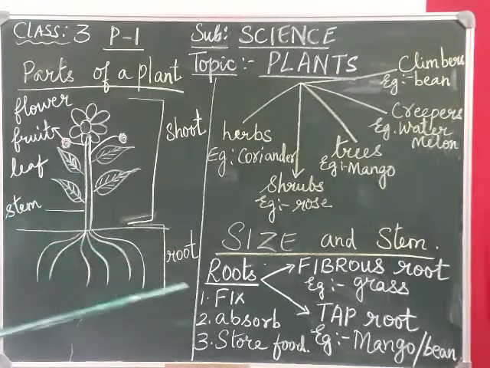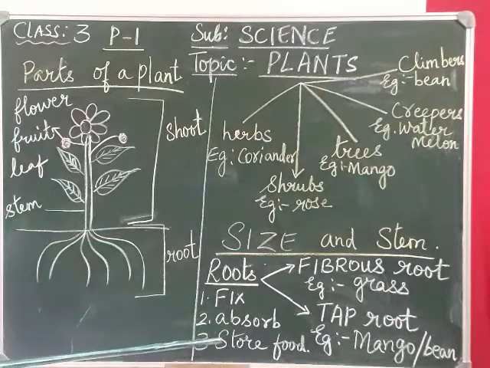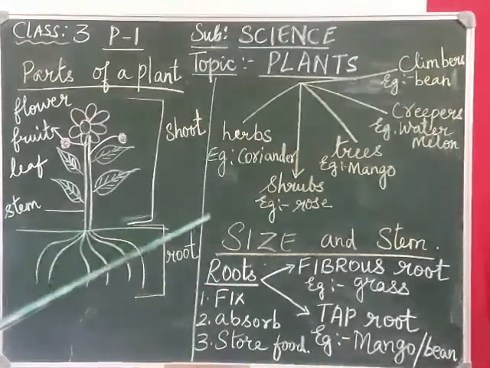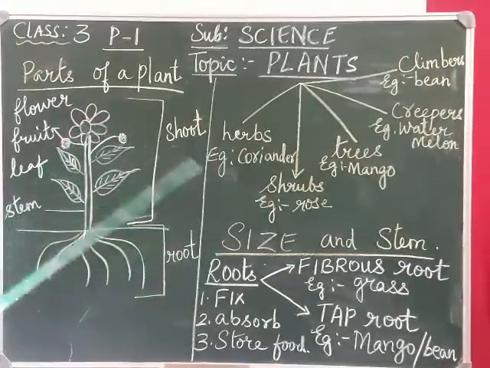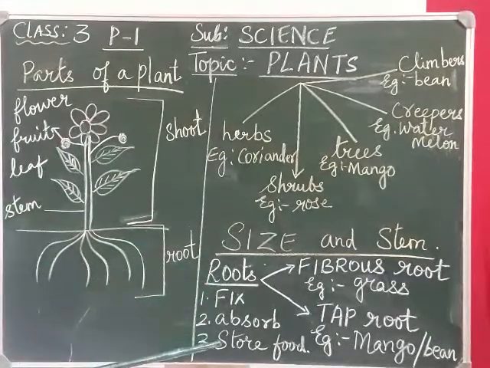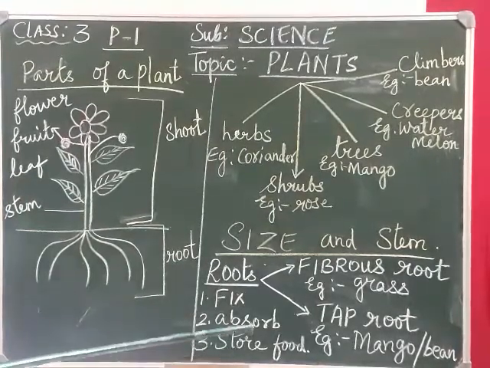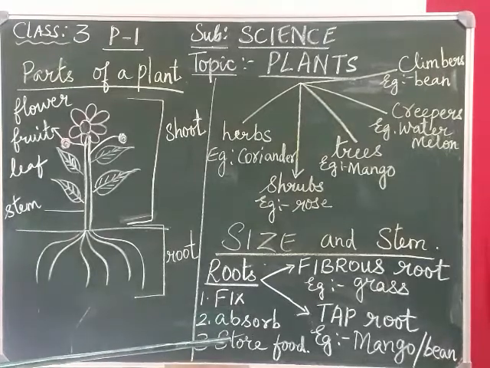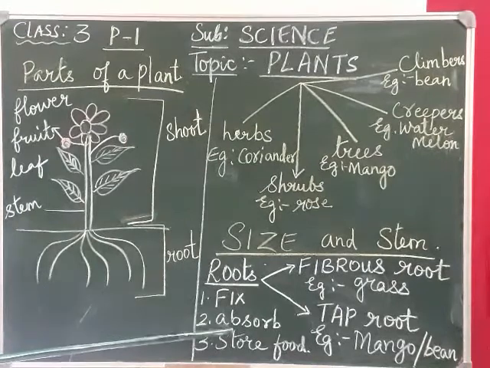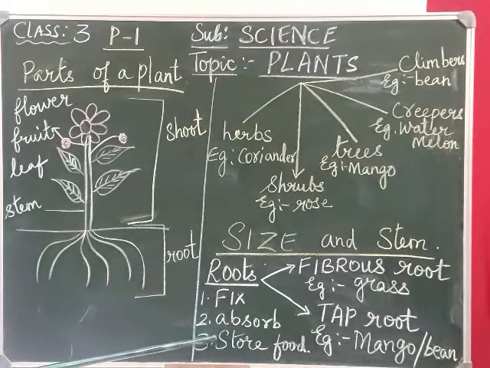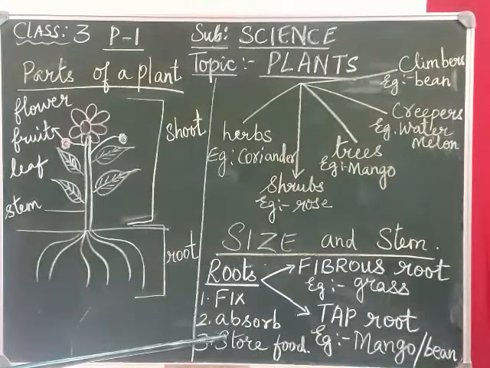Is it clear? Okay. Then the third point is, the root stores the food. As you all know, the plant stores food in many parts. Among them, the plant stores food in roots as well. For example, we have carrot, turnip, beetroot and radish. All these are roots, but we eat these roots because the plant stores the food in them. Is it clear?